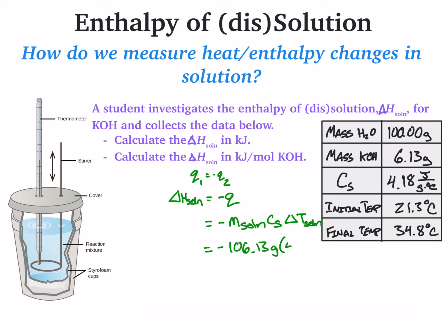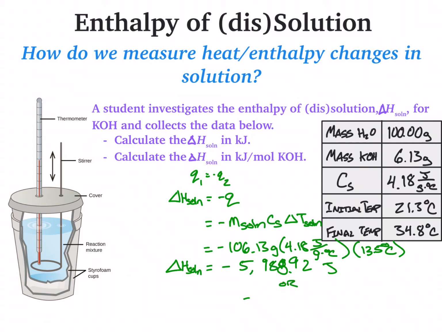And so that's grams, and then multiply this by 4.18 joules per gram degree Celsius. And this is multiplied by the delta T, the final minus initial, which should be 13.5 degrees Celsius. And when I do this, I get for my delta H solution negative 5,988.92 joules. Now, I wanted it in kilojoules, so we would need to divide this by 1,000, which is going to be negative 5.99 kilojoules for delta H of solution.